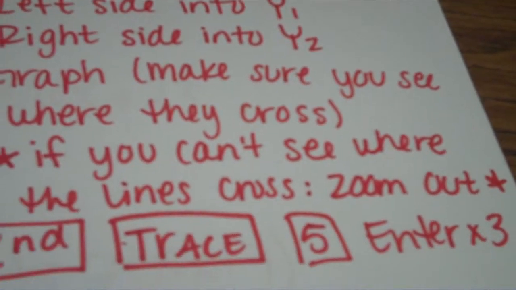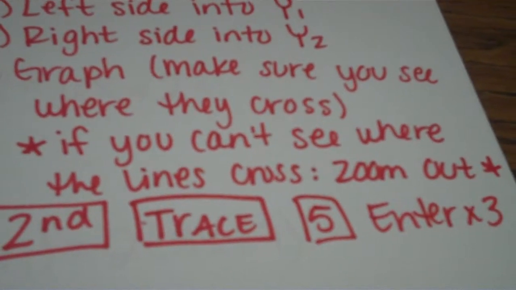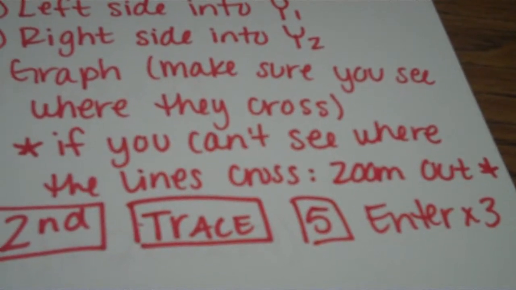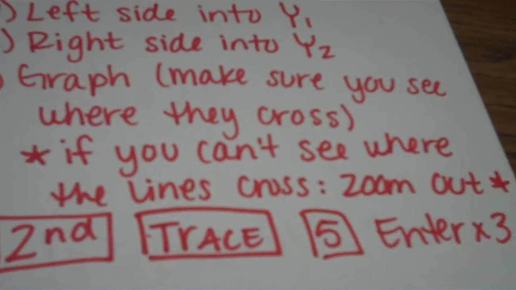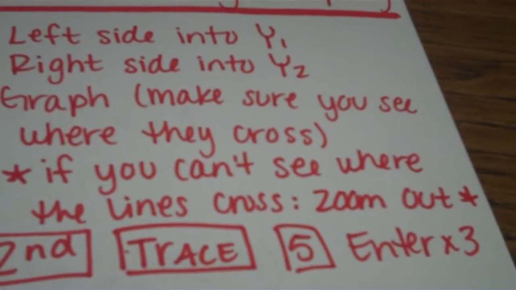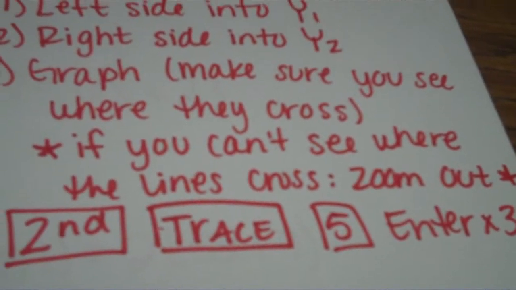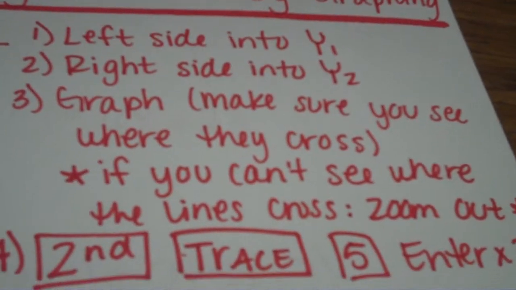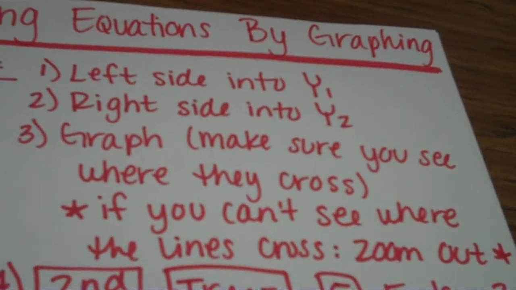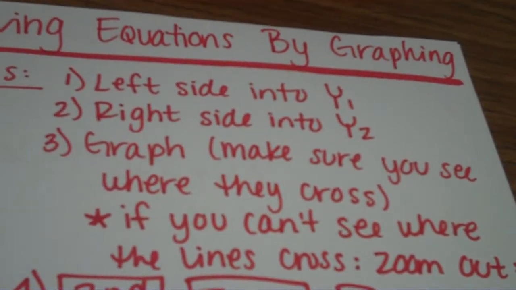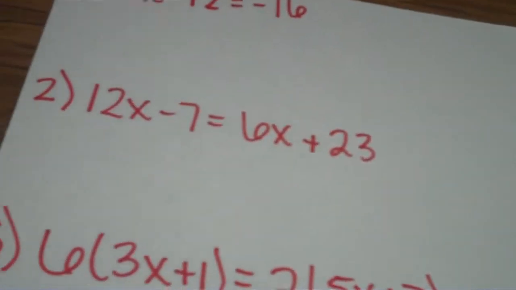And then you're going to press these buttons. Second, trace, 5, and then you're going to hit enter 3 times. Second, trace, 5, enter, enter, enter. This is something you're going to be doing in this unit. This is to find where 2 lines cross. Okay, so those are your steps, and I'll refer back to these when we're going over the problems. We have 4 examples, and it goes from very easy to much harder. So let's look at some of the examples real quick.